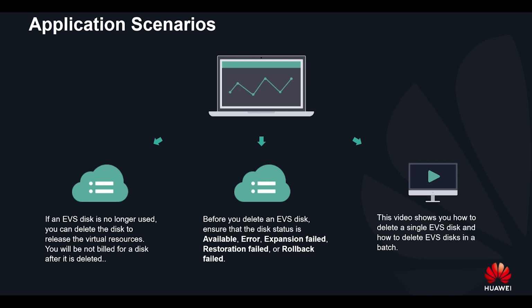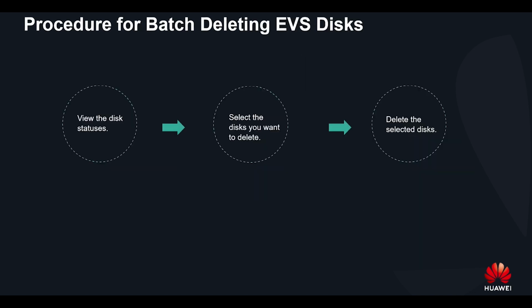This video shows you how to delete a single EVS disk and how to delete EVS disks in a batch. The procedure for deleting a single disk is as follows. 1. View the disk statuses. 2. Select the disks you want to delete. 3. Delete the selected disks.